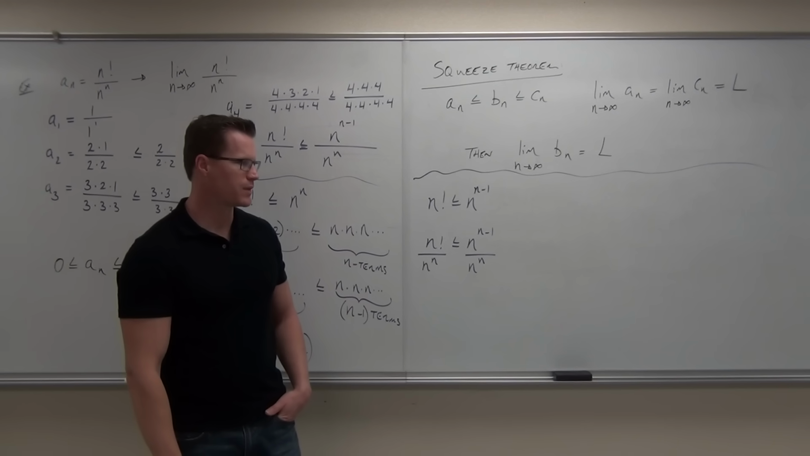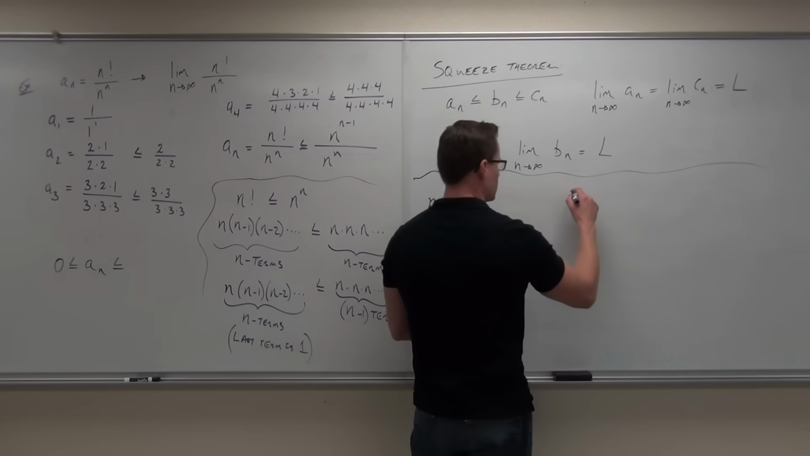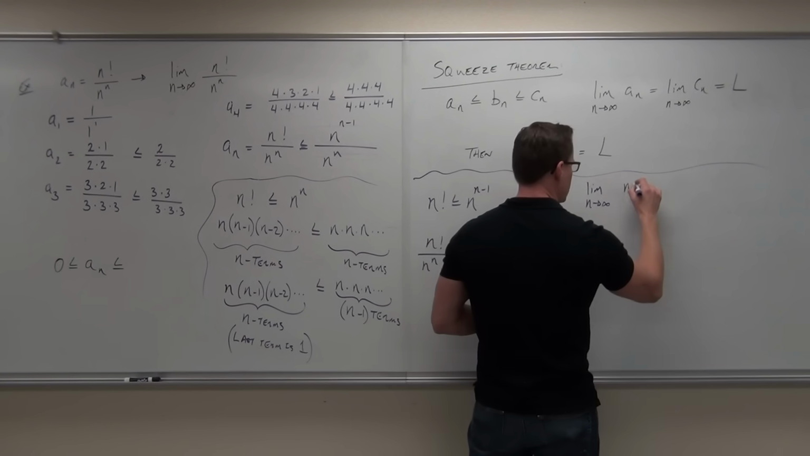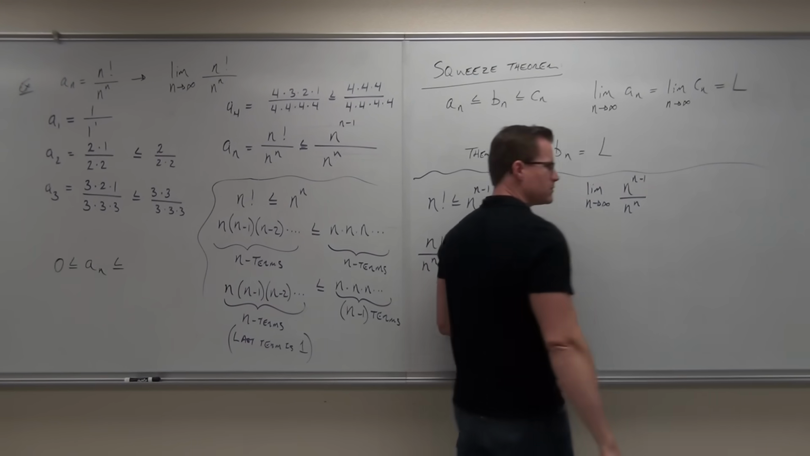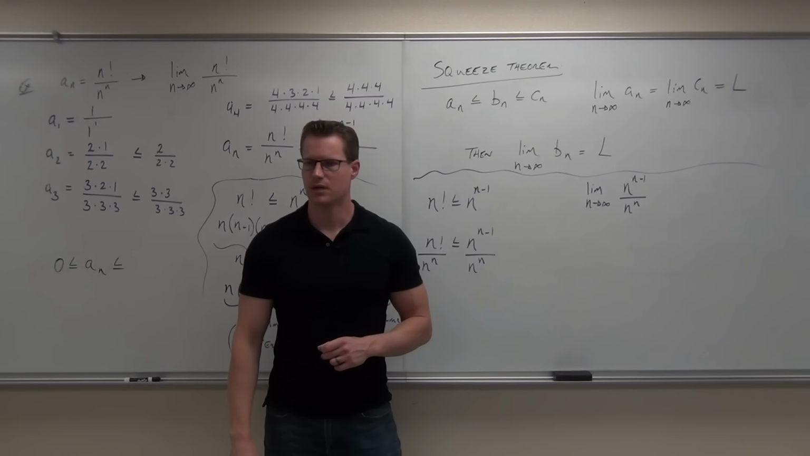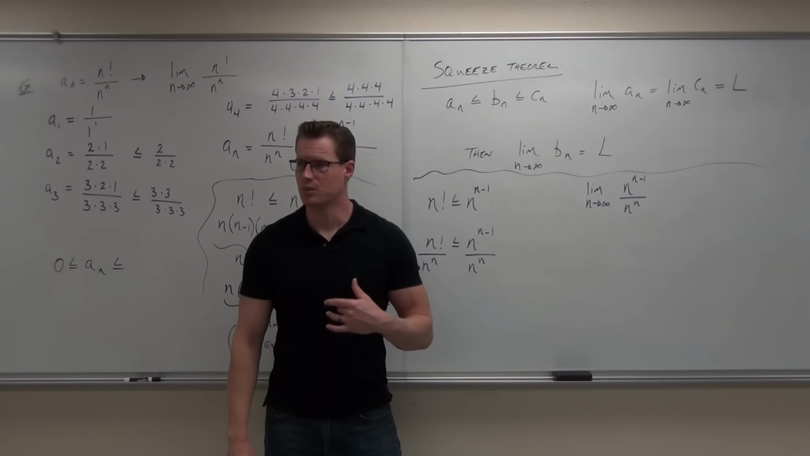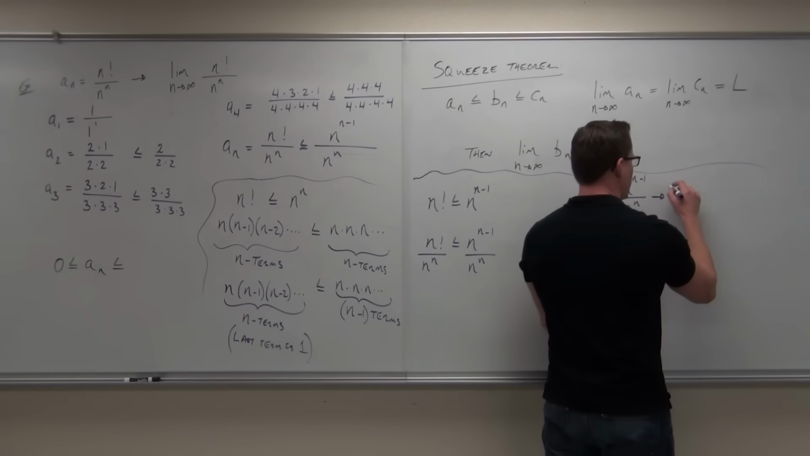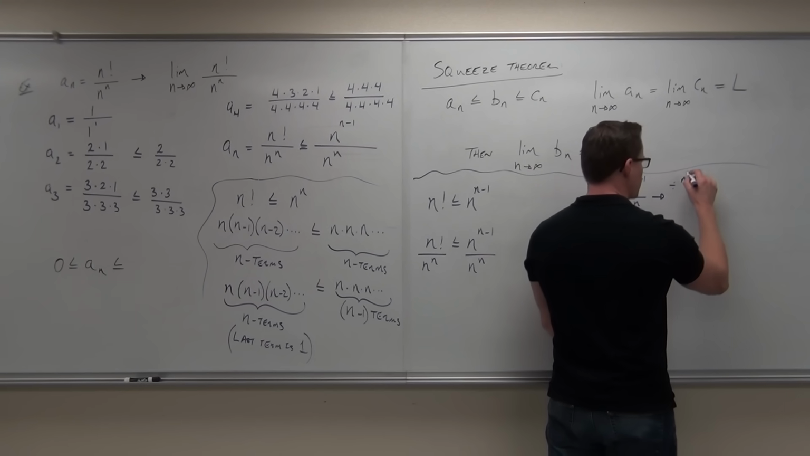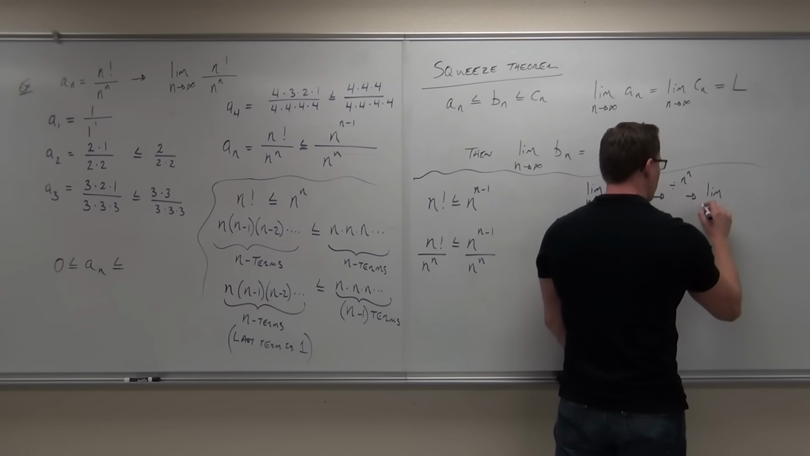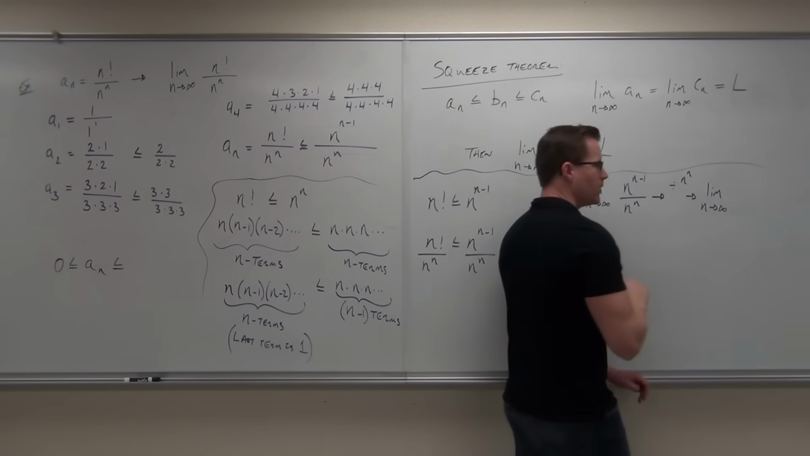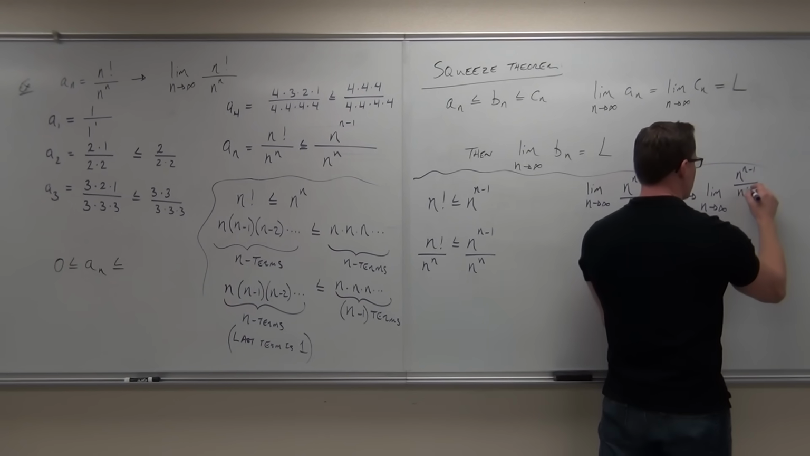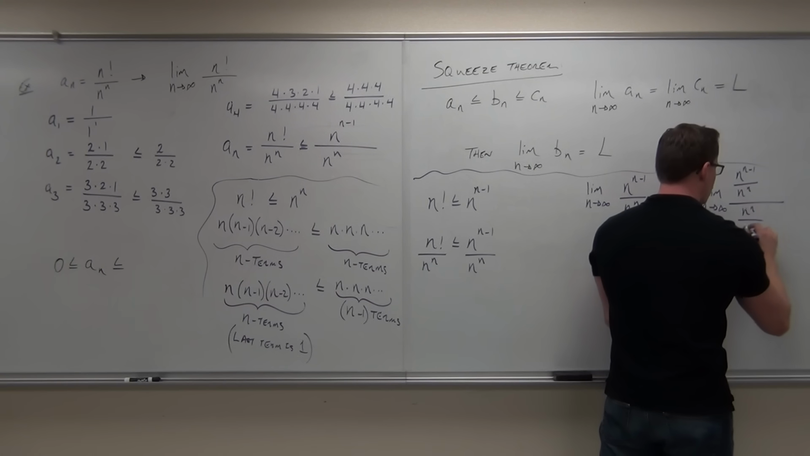Now, here's the cool part about this. Can you find the limit as n approaches infinity of n to the n minus 1 over n to the n? Yeah, we can do that actually. What we would do is divide by the largest power in the denominator. If we divide by n to the n on both the numerator and denominator, we get the limit as n approaches infinity of n to the n minus 1 over n to the n, all over n to the n over n to the, oh my gosh, there's a lot of n's.